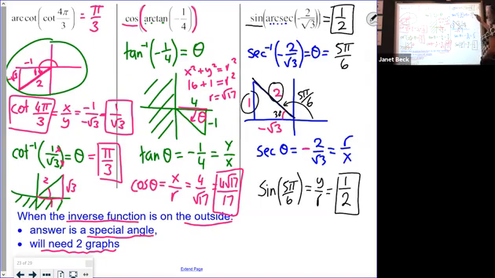The 5 pi by 6 was a sort of halfway answer. Notice we didn't have an inverse on the outside. That's why we got away with only drawing one picture there.